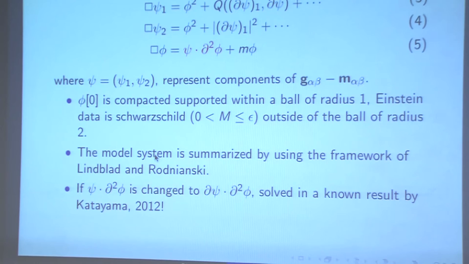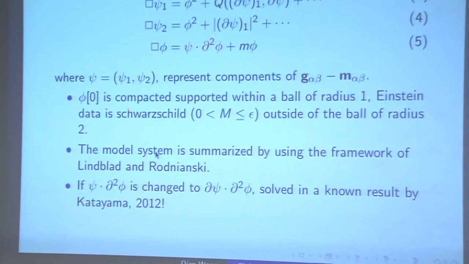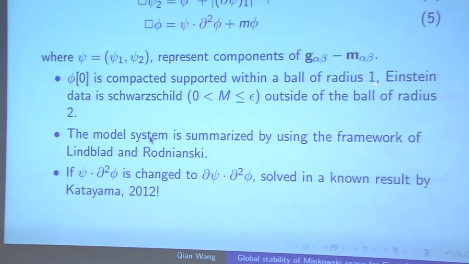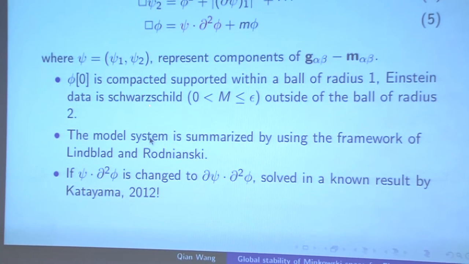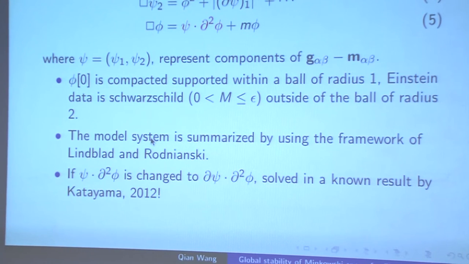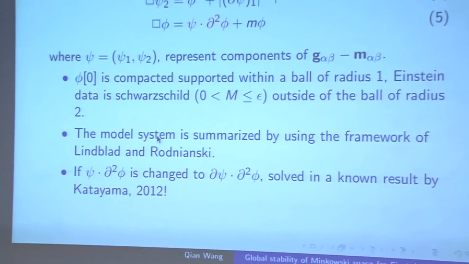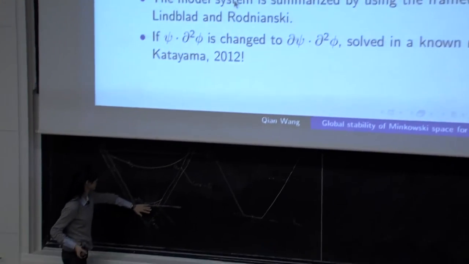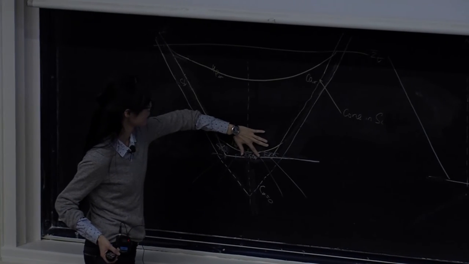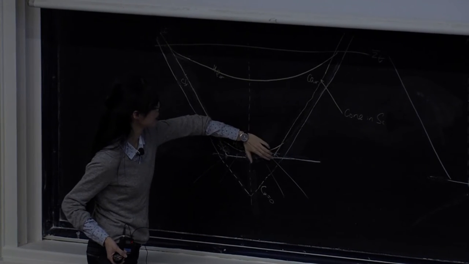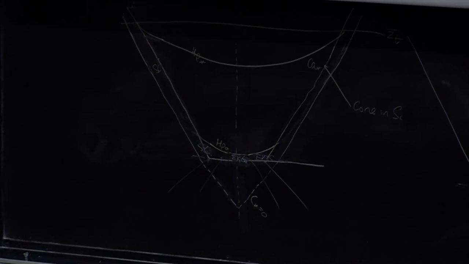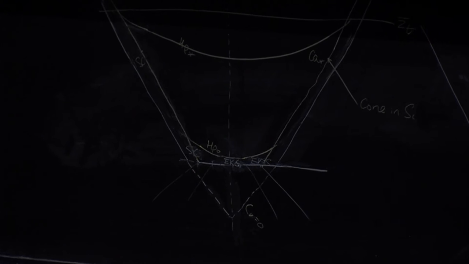So we will consider the Klein-Gordon part to have compactly supported data, within radius 1, and the Einstein part is Schwarzschild outside, and has Einstein vacuum and Einstein Klein-Gordon inside in the center, merged to Einstein vacuum and Schwarzschild outside. So this is our design for the initial data set.